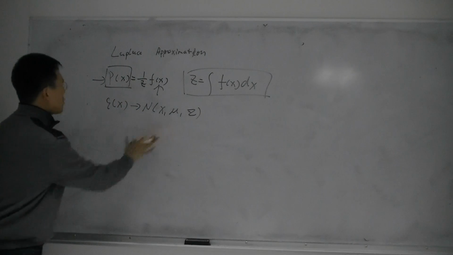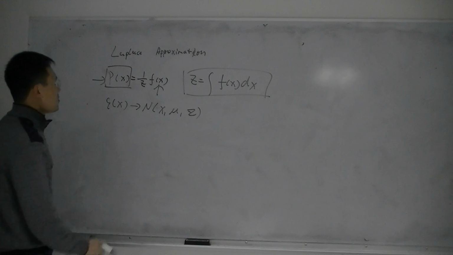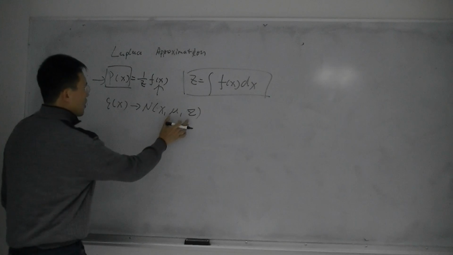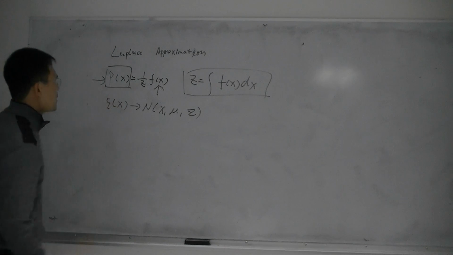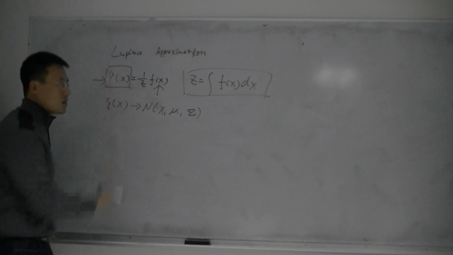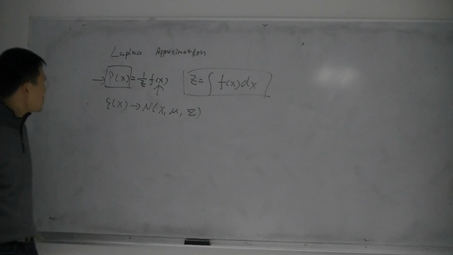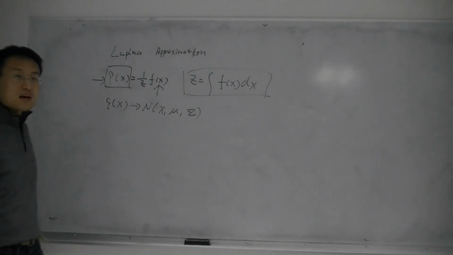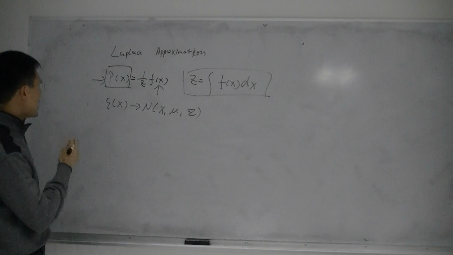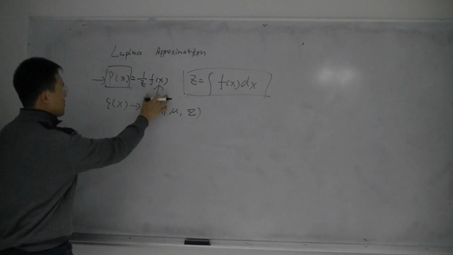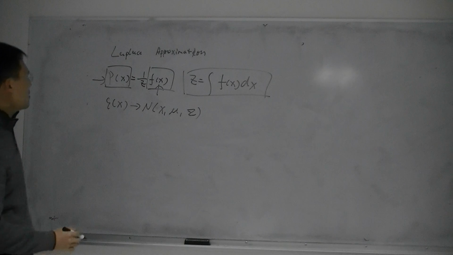So we use a Gaussian distribution to approximate this true distribution. So the problem is how to choose the mean and the variance so that we can best approximate it. In Laplace approximation, we try to match the mode, which means the mode of the approximate distribution and the true distribution are the same. So let's first take a look at this unnormalized distribution f of x.